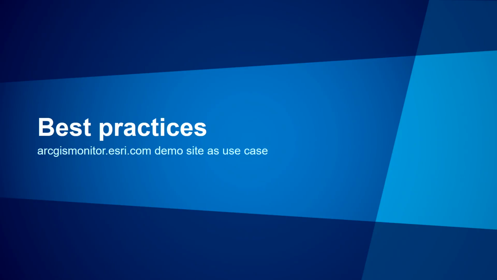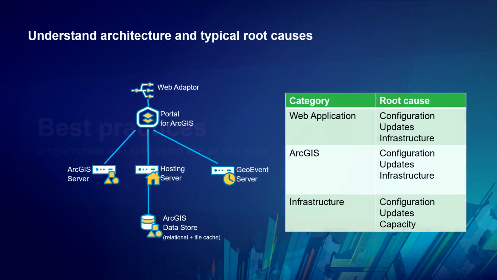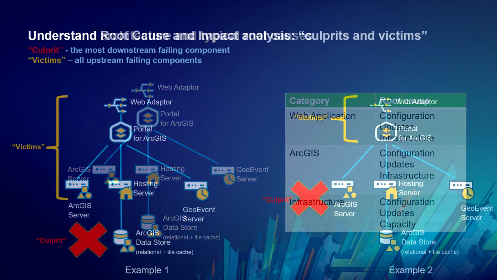But it gets complicated. In many cases, things are not as simple as this one. So let's see what the best practices are. Our demo site that I am about to show you has Web Adapter, Portal, ArcGIS Server, hosting server, GeoEvent, and ArcGIS Data Store. And notice that if things are working, they don't just stop working. There's always a configuration change or updates or something to the infrastructure. So believe me, there has to be a change if something is not working.